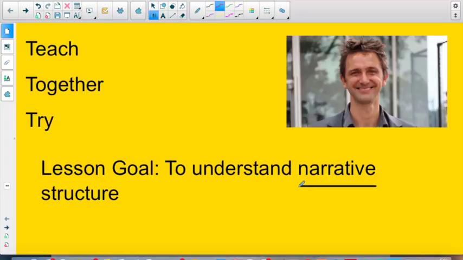We're trying to understand a narrative structure. And do you understand a narrative structure now? Yes. Yes, you do. Wonderful.